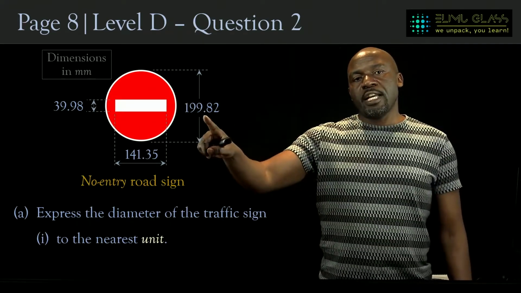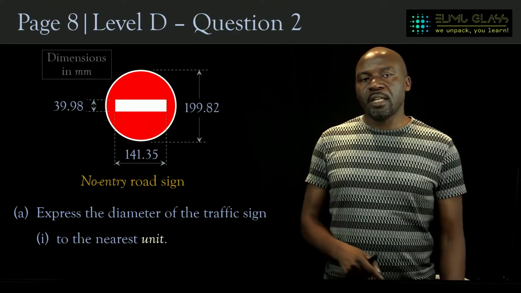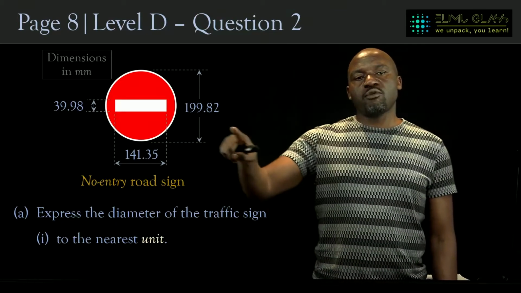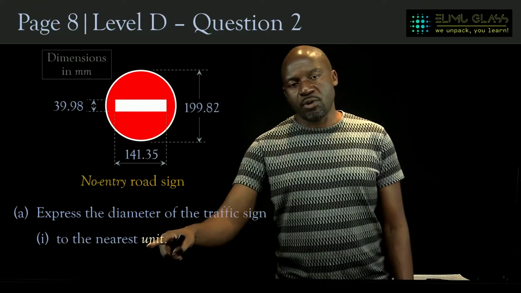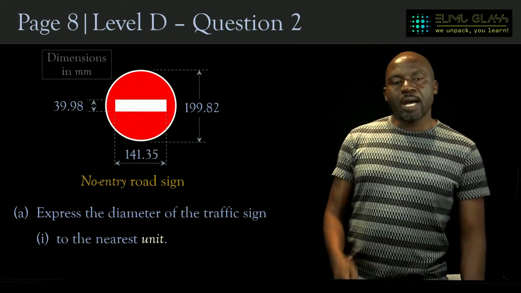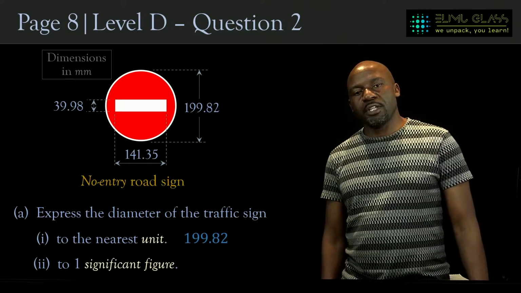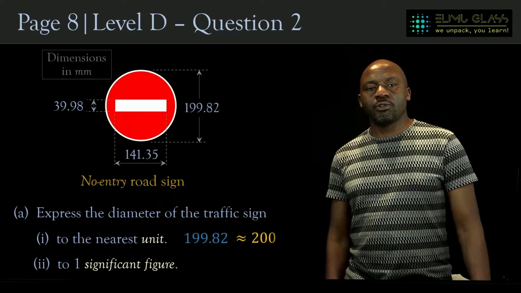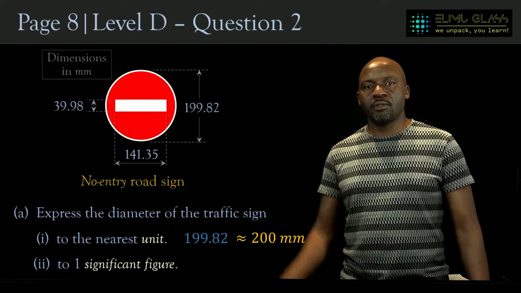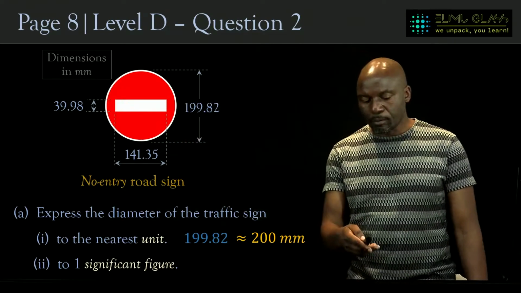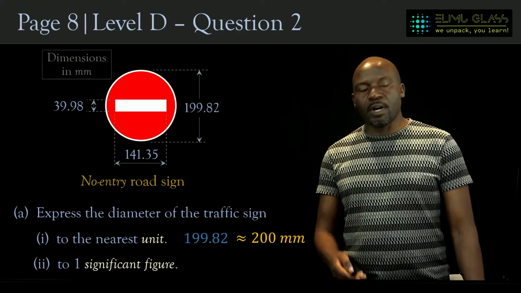Okay, so the point 8 there, is it closer to 1 millimeter or closer to 0 millimeters? Well, it is closer to 1 millimeter, so we have to round up, and if we round up, this goes to 200. So to the nearest millimeter, our reading of 199.82 becomes 200 millimeters. To the nearest unit means to the nearest millimeter. If this was meters, then we would give our answer in meters.